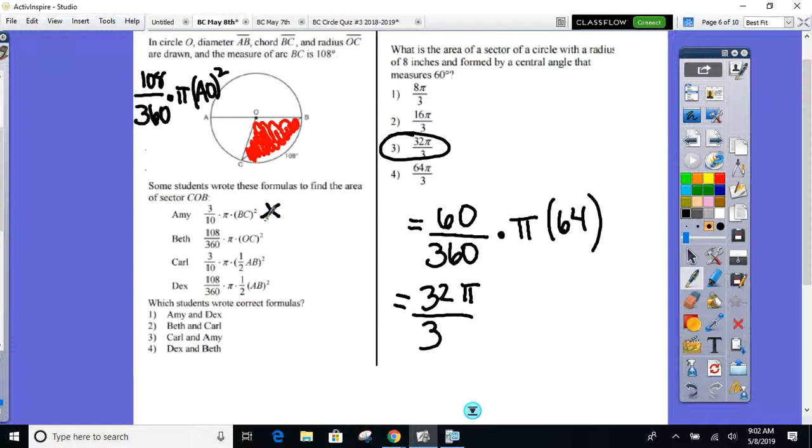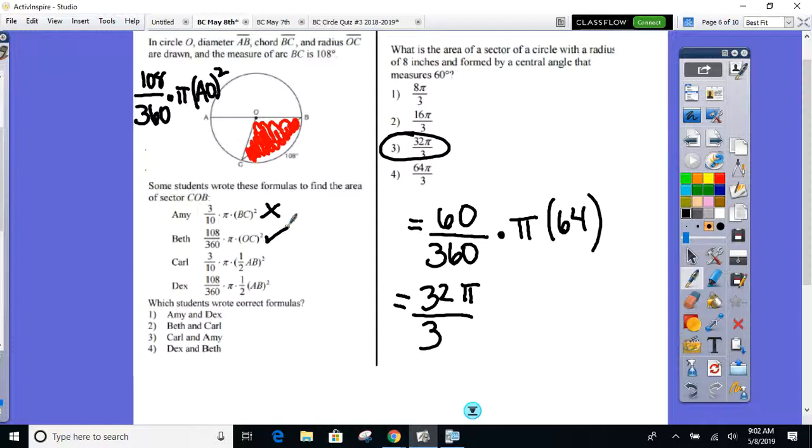Beth, maybe short for Bethany, I don't know. 108 over 360, and we like that part, right? Times pi times the old OC squared. Beth? Welcome to honors, Beth. Nice job.